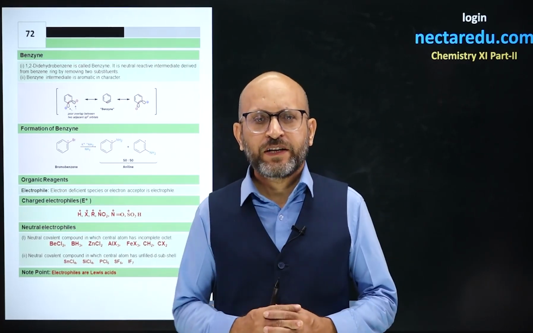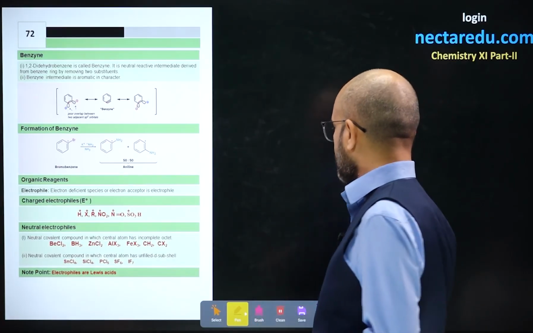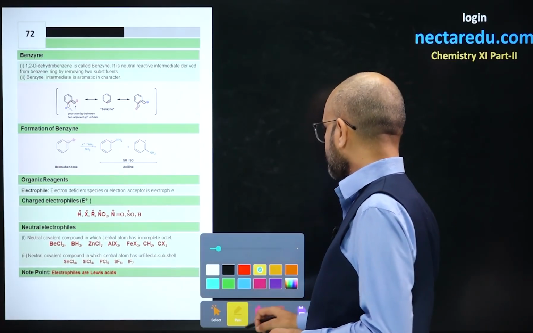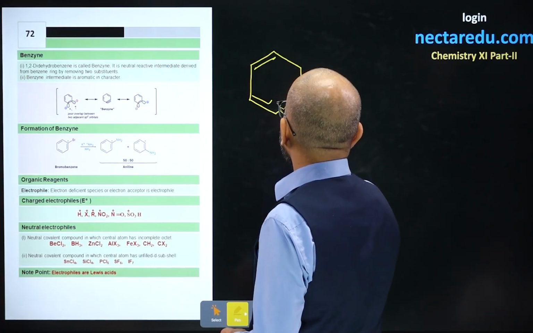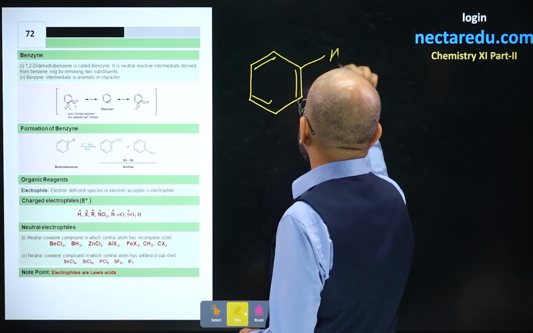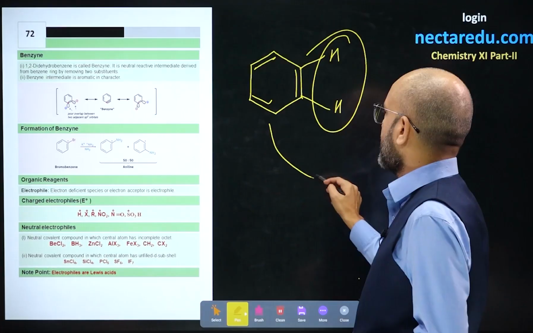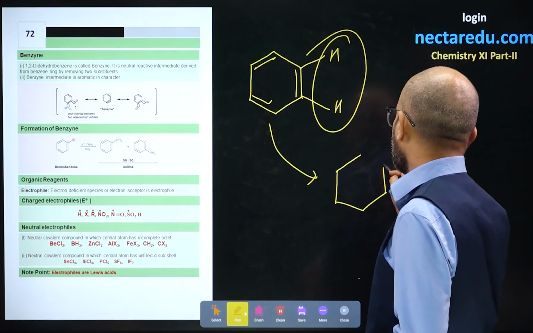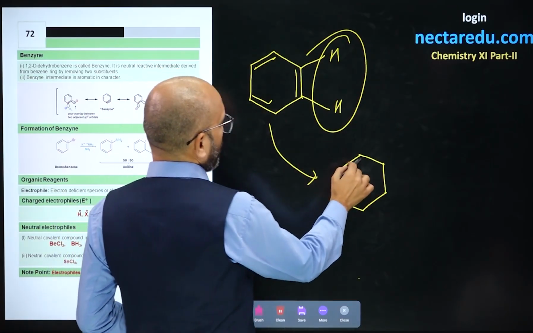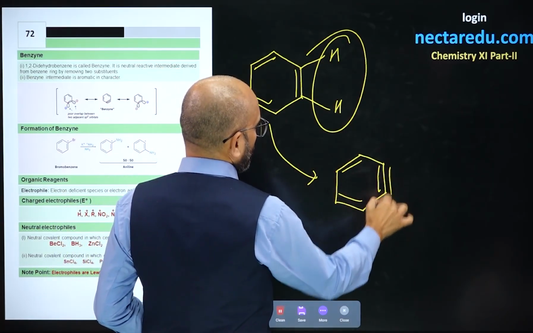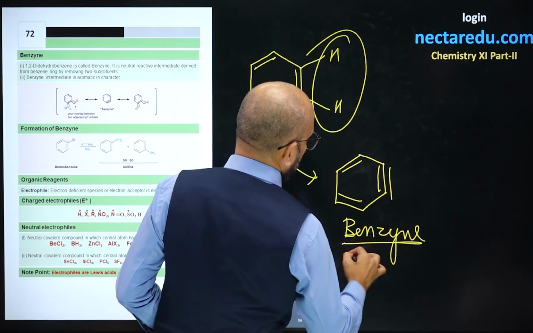Another important intermediate is benzyne. So let's study what benzyne is. Benzyne is basically a benzene ring where we have removed two hydrogen atoms. Something like this. If we remove these two, we get benzyne because both of these hydrogens are getting removed. So an extra pi bond will be created over here. So this is what we call benzyne.